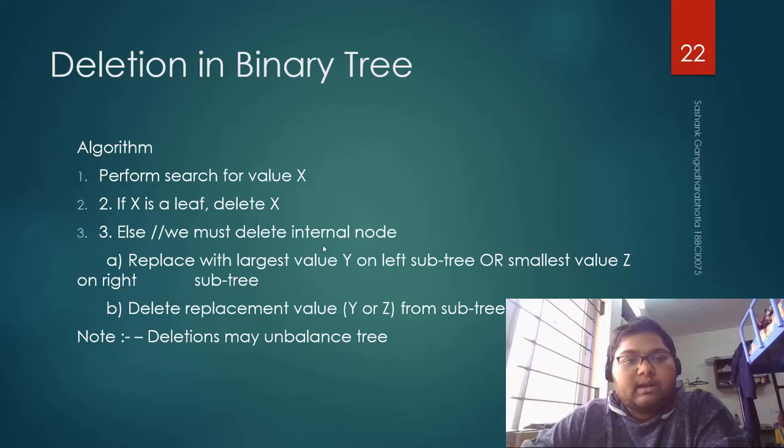On to the delete operation in a binary search tree. Okay, same as before, perform search for value x. If x is in the leaf, delete x, else we must delete the internal node and replace it with the largest value y on the left subtree or the smallest value z on the right subtree. Delete the replacement value y or z from the subtree. Remember, deletions may unbalance trees.